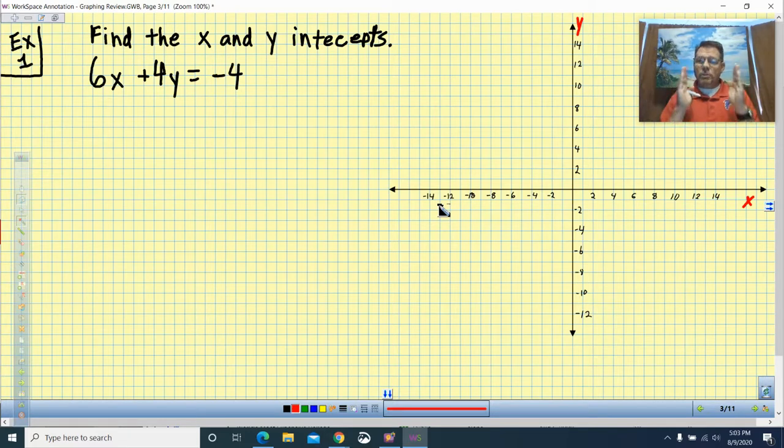But either way, just start plugging in 0 for one of the variables, and if you pick the right one, then you only have to do it once. If you didn't, you have to do it twice. Big deal. It's not that big a deal. Just plug in 0, and you'll find an intercept to one of those axes.